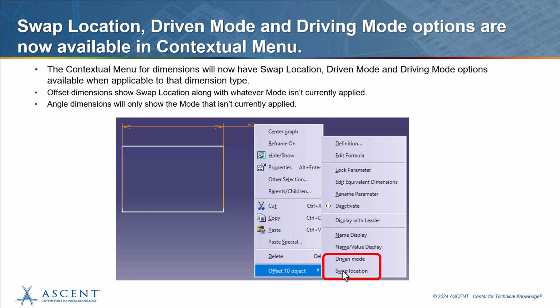Another option we have is to choose swap location. Swap location will make the dimension go from maybe this line to the right 60. Instead, it'll take this line to the left 60, and it'll flip it from one side to the other. That is only available for an offset dimension. It is not available for, let's say, an angle or a radius dimension.